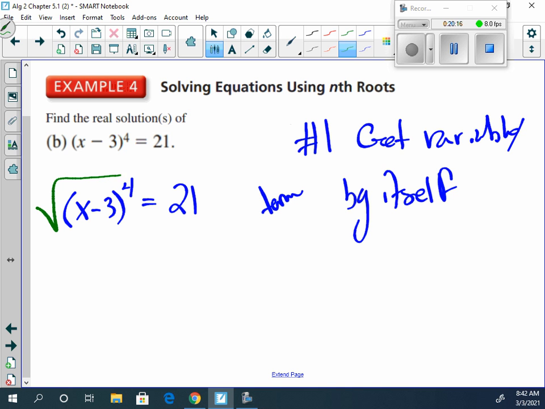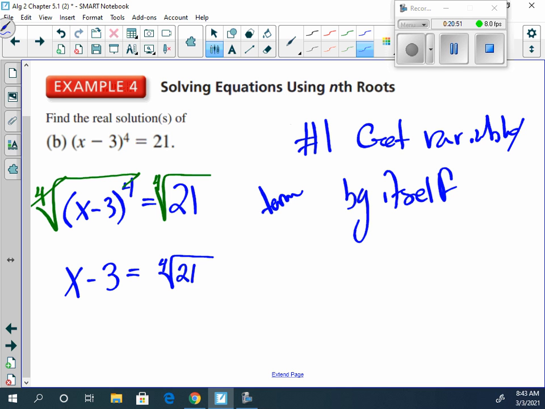So how can I get rid of the exponent? Well, we can take the what? Fourth root of both sides, because the fourth root and 4 would cancel out, leaving us with x minus 3 is equal to the fourth root of 21.